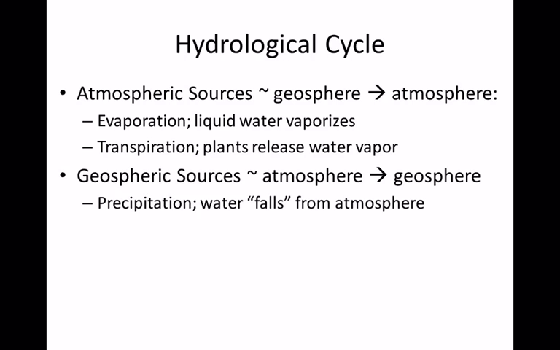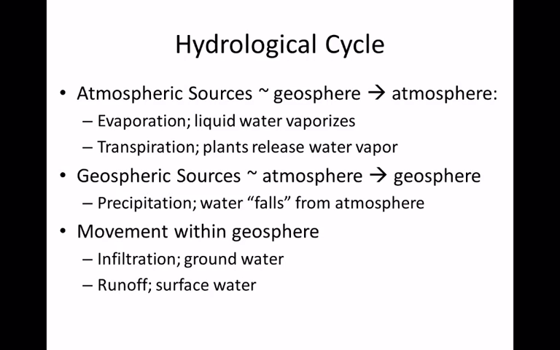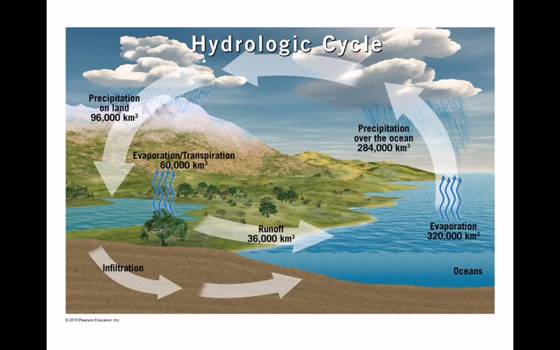Geospheric sources is how you get it back to the geosphere. We talked about the atmosphere, the geosphere, the biosphere, and the hydrosphere. So how do you get it back to the earth? Well, rain, precipitation, snow. Then there are a couple of other things you're going to see on the slide, kind of where else is the water? If we have liquid water on the ground, we call that runoff. If we have liquid water under the Earth's surface, we call that infiltration. That makes more sense, groundwater infiltration. So this slide covers them all.